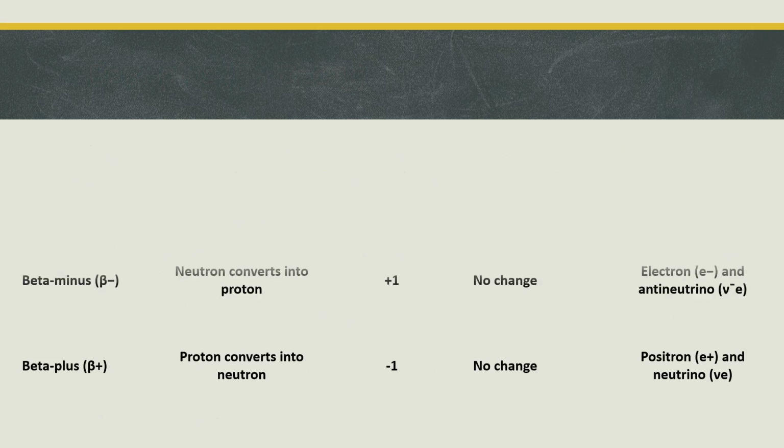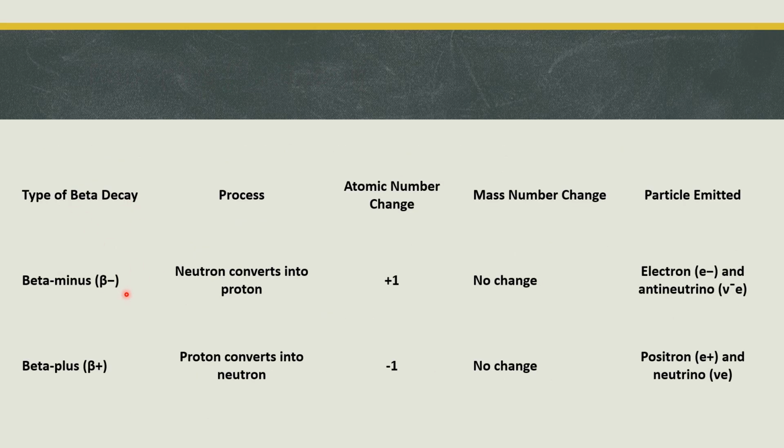Here is a summary of beta plus decay and beta minus decay. In beta minus decay, a neutron converts into a proton, which means the atomic number is gained by 1. There is no change in mass number, and the particles emitted are an electron and an anti-neutrino. In beta plus decay, a proton converts into a neutron. The atomic number changes by losing 1, there is no change in mass number, and the particles emitted are a positron and a neutrino.